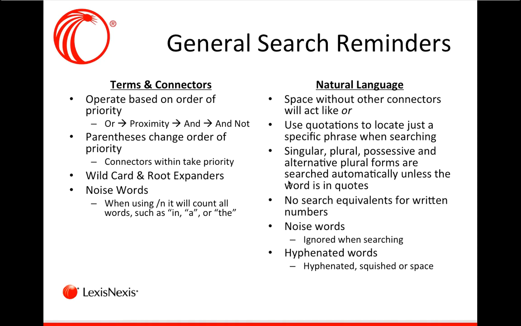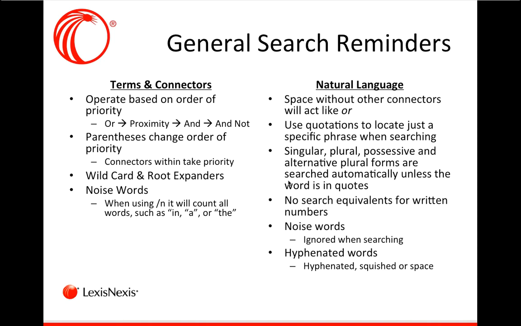So from here, let's just look at some general search reminders, things to take into consideration and make sure you know. First, with terms and connectors, these operate based on an order of priority. So going back, the first one it's going to take into consideration is the word or. So any of those synonyms you place. From there, it'll move to the proximity connectors, so the /n, /s, /p, etc. Then it looks for and, so both terms, and finally and not. You can always change the order of priority by placing words within parentheses. The parentheses will prioritize the connectors contained within.